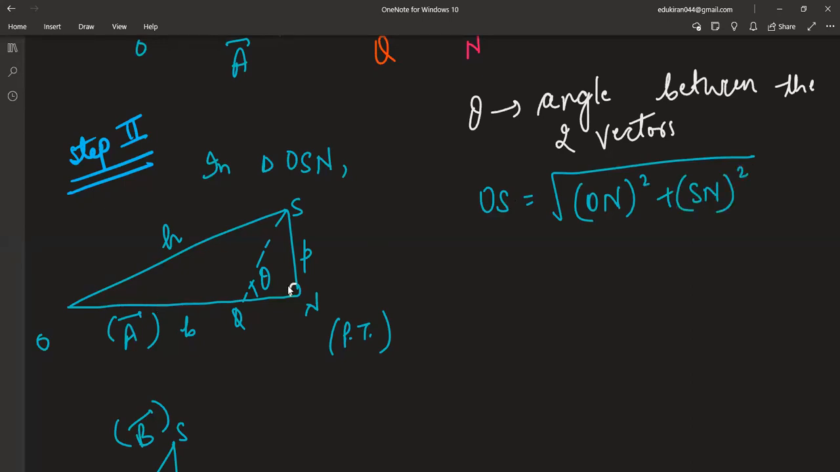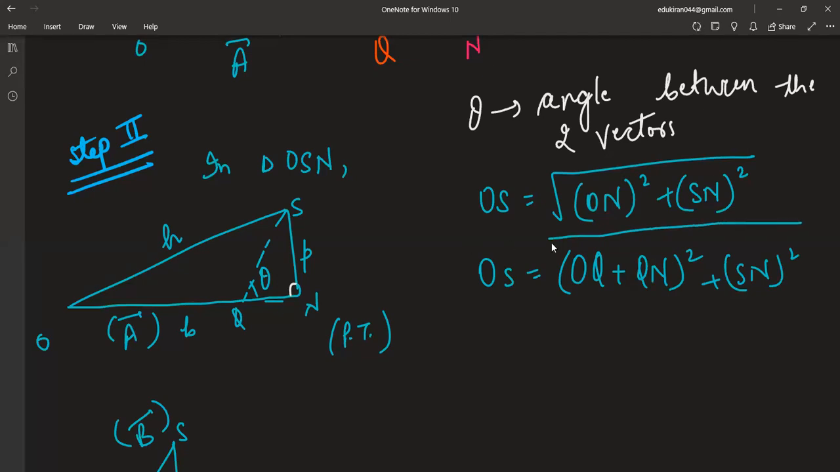OS square plus SN square. This is how we write using Pythagoras theorem. We are using Pythagoras theorem. Now, how can ON be written? ON is made up of OQ plus QN. So you can further write this as OQ plus QN whole square, which is equal to SN whole square. All right, this is what we have. Now we have to substitute the values.